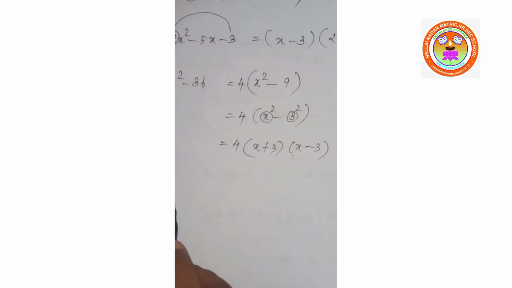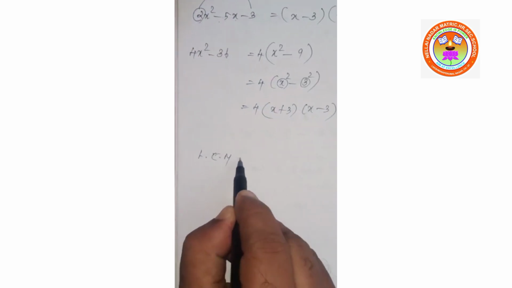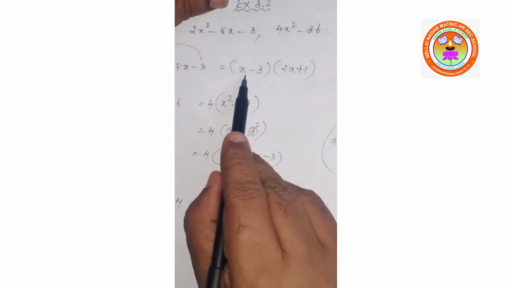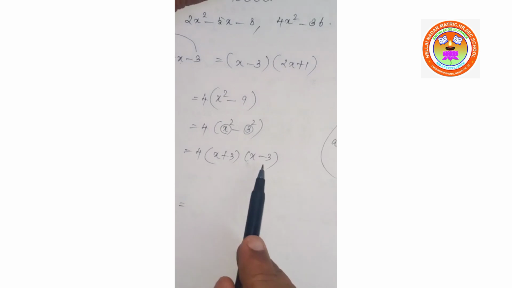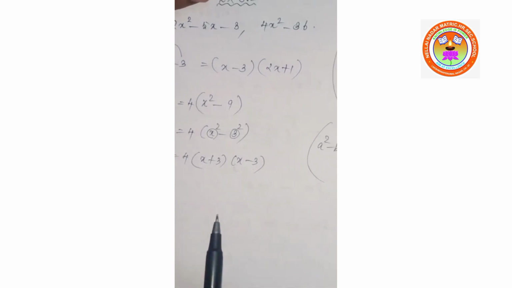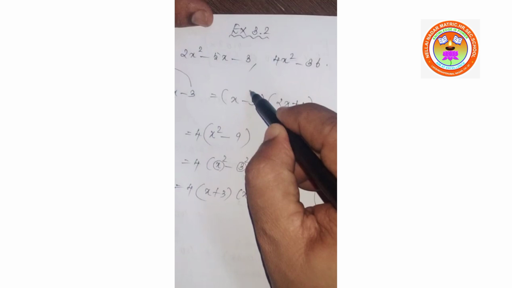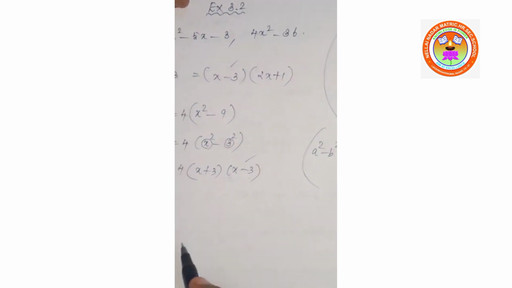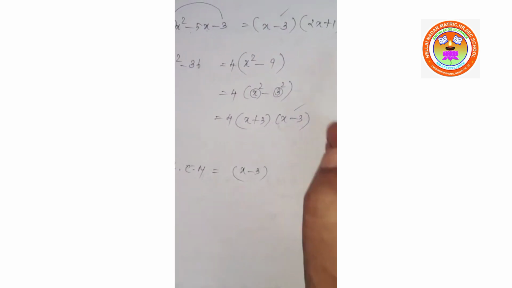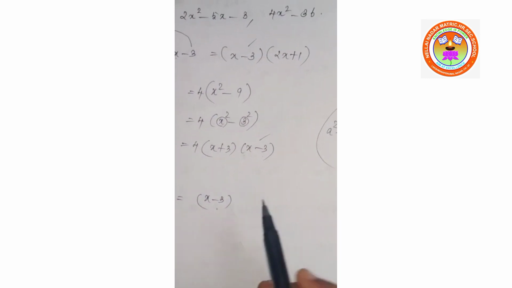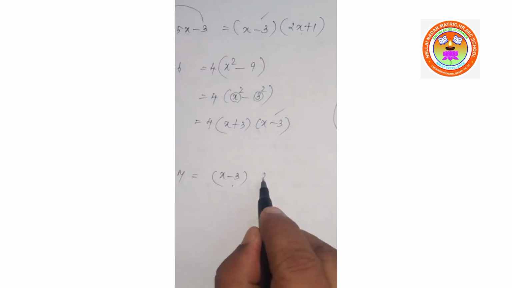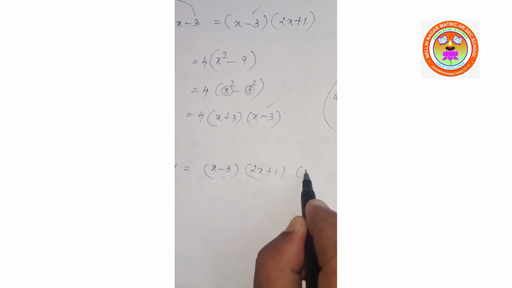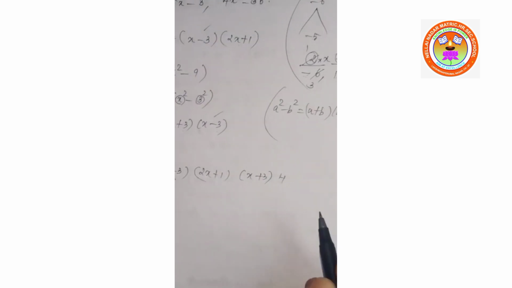Now we can write the LCM. Here we have x minus 3 and 2x plus 1, and here we have 4, x plus 3 and x minus 3. First you have to write the common factors. What are the common factors? Here x minus 3, here also x minus 3. Write that one. Any other common factor? No. After writing the common factor, you have to include the other factors: 2x plus 1, x plus 3, and 4.